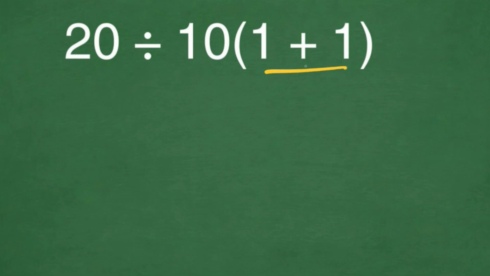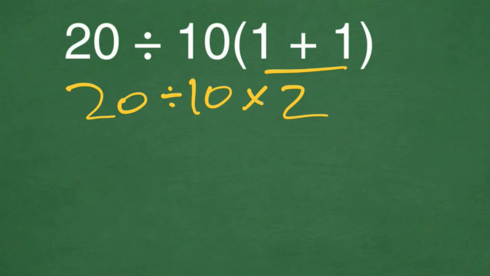Here we have 1 plus 1, which gives us 2. And the problem becomes 20 divided by 10 times 2. So here is where most people get it wrong. They think multiplication comes before division, therefore we should do multiplication first, right?